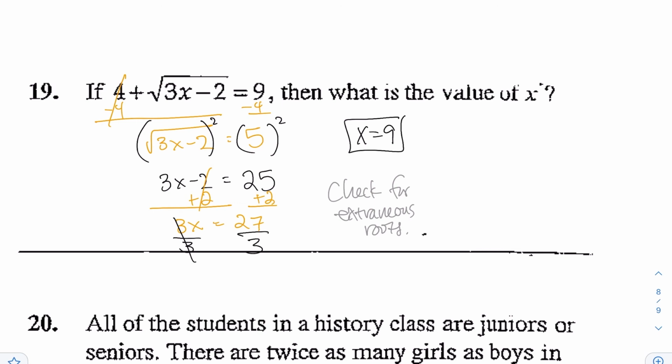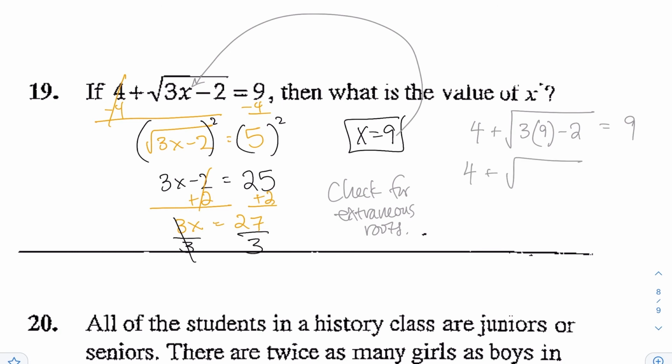So here, substitute a 9 for x to see if it actually makes the equation true. So it'll be 4 plus the square root of 3 times 9 minus 2, which is 4 plus the square root of 25, which is 4 plus 5, which is in fact equal to 9, so everything does check out. Sometimes when you solve an equation with square roots, you get a square root of a negative number, which means that there is actually no answer when you check, so please be careful here.